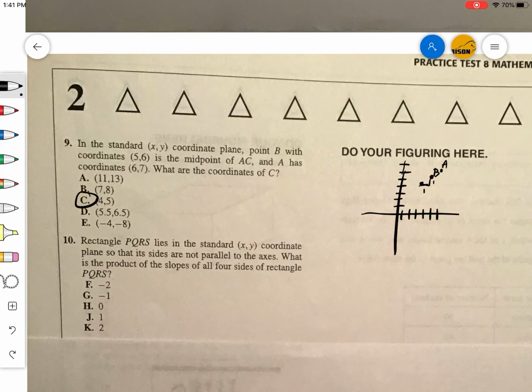Rectangle PQRS lies in a standard coordinate plane XY so that its sides are not parallel to the axes. What's the product of the slopes of all 4 of the lines of the rectangle? This is interesting. We have another coordinate plane, but let me fix my drawing. It says none of its lines are parallel to the axes.